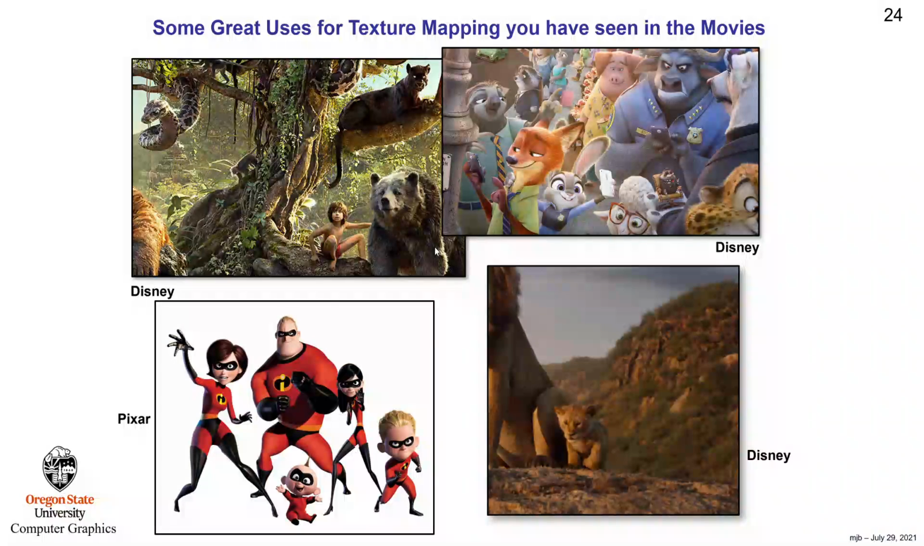Now, of course, now everybody's using texturing. In Jungle Book, he's the only thing that's not a texture. He acted on a soundstage, an empty soundstage. Everything else, the foliage, the animals, the water, that was all computer graphics, 100% textures. Zootopia, lots of textures. The Pixar movies, lots of textures. Lion King, like everything was computer graphics in Lion King. Every bush, every rock. Anyway, very cool.